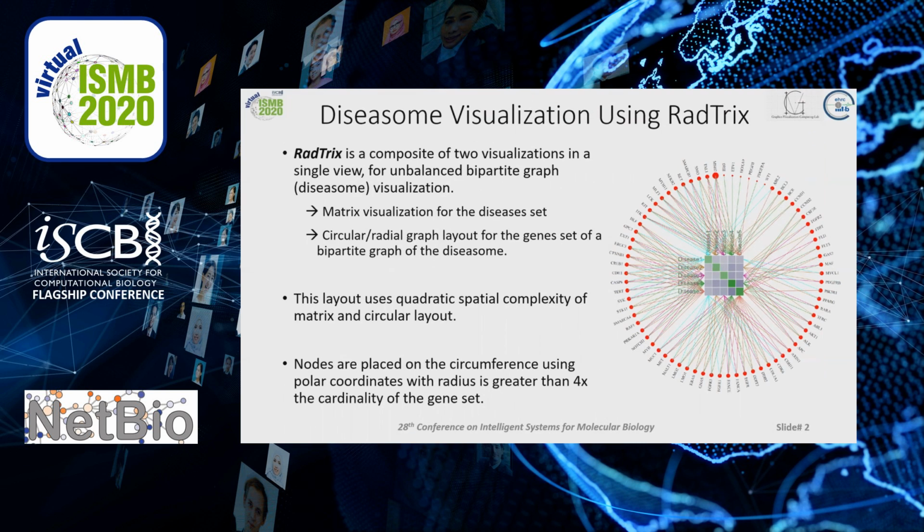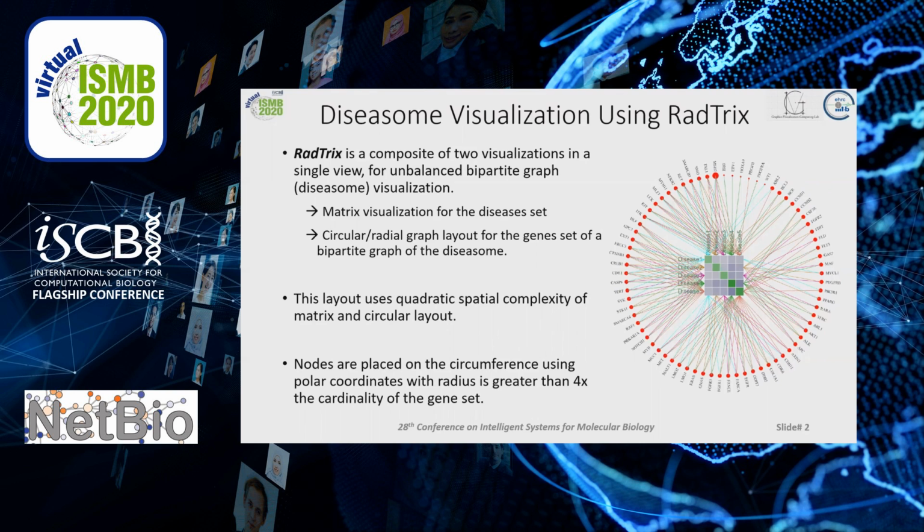A bipartite graph of the diseasome is highly expected to be unbalanced. That is, the disease genome set in the bipartite network can be far greater than the disease phenome set. We propose to visualize the diseasome using our novel graph layout called Ratrix. Ratrix is a composite of two visualizations in a single view, that is, matrix visualization for the diseases set and circular layout for the genes set of the bipartite graph.